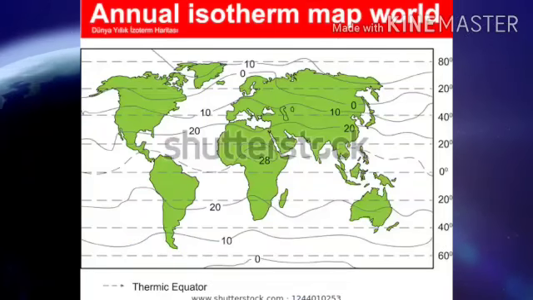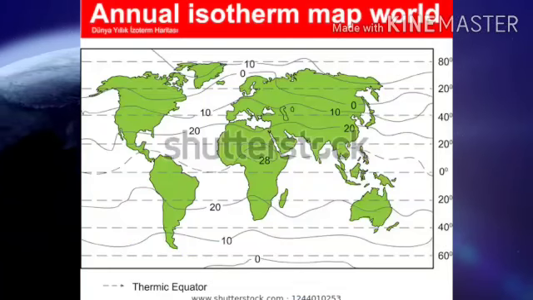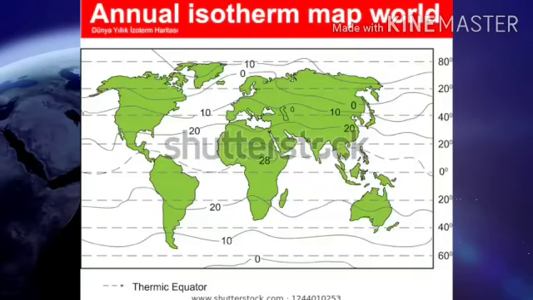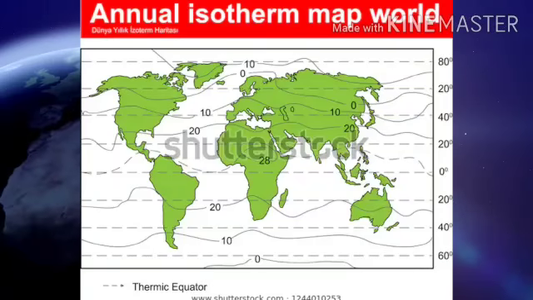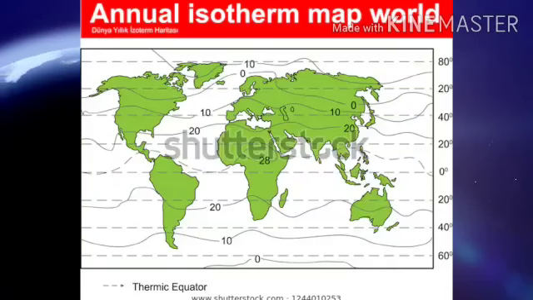Isotherms. Isotherms are the lines drawn on the map or globe connecting places having the same temperature. So we have to learn about the isotherms, because isotherms will show where the places are which have the same temperature.